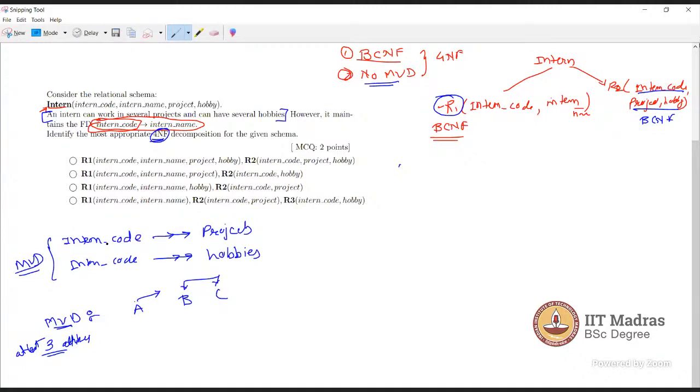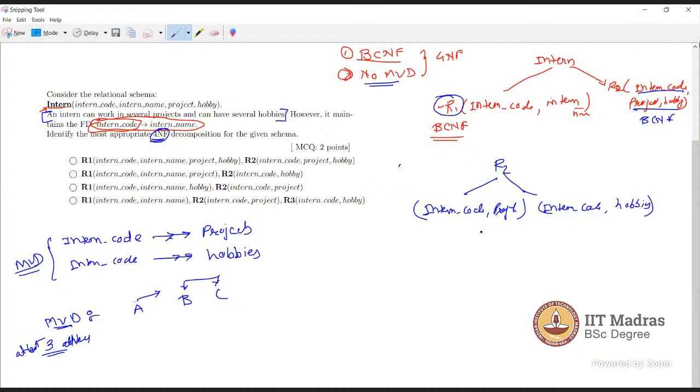So if we make the relation intern_code and project, then we have only two attributes, right? So multi-value dependency is not applicable here. If we decompose this R2 into intern_code and projects, and intern_code and hobbies, there are only two attributes, right? For multi-value dependency to hold true, there must be at least three attributes. Then only we can say that there is a multi-value dependency in the relation. But here we have only two attributes. There is no multi-value dependency in this.